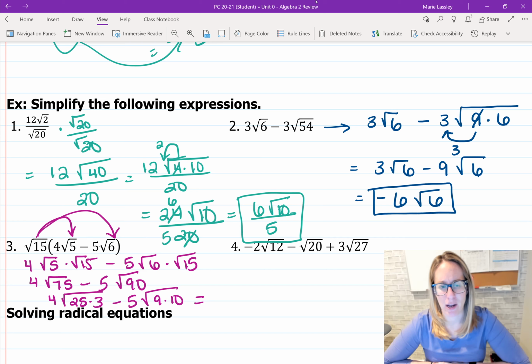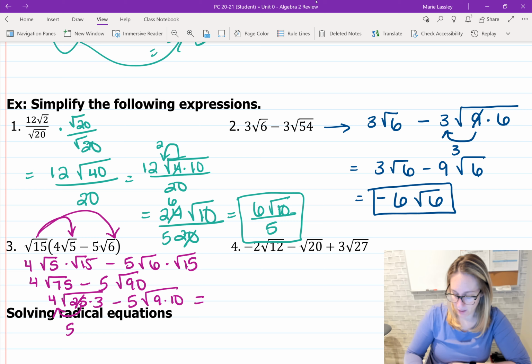Okay, so 4 square root of 25 times 3. So 25 is my perfect square. The square root of 25 is 5. So I can take the 25, get rid of it, and move it outside of my radical as a 5. Over here, 9 times 10. 9 is my perfect square, so I can take it out as a 3. So I end up with 4 times 5, which is 20, radical 3, minus 5 times 3, which is 15, radical 10.